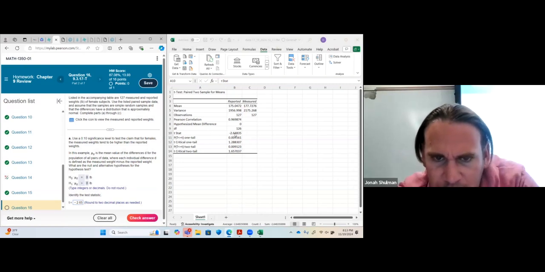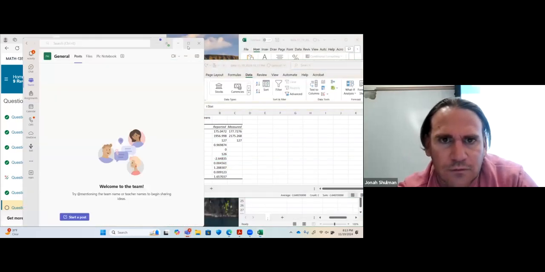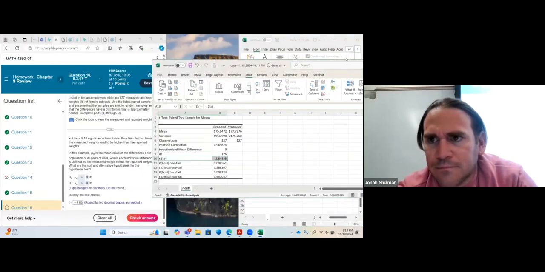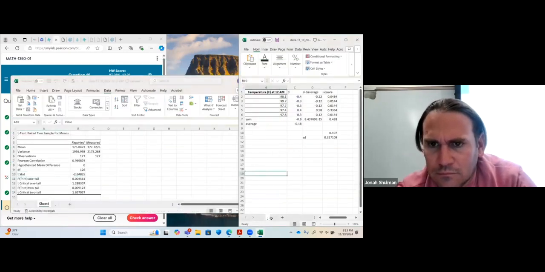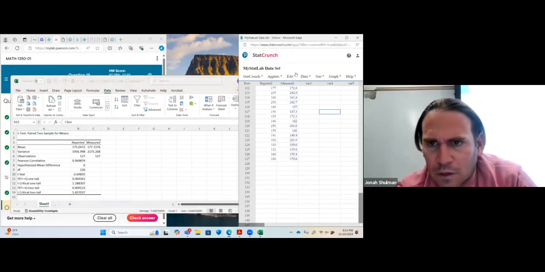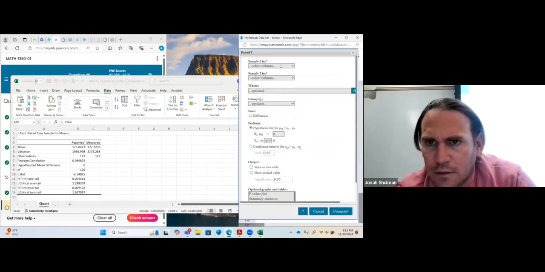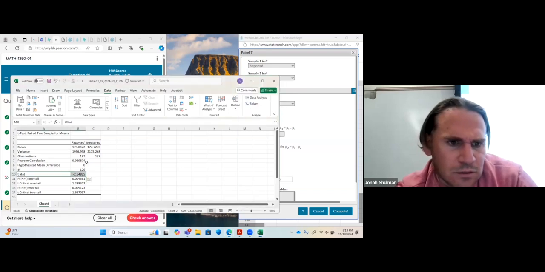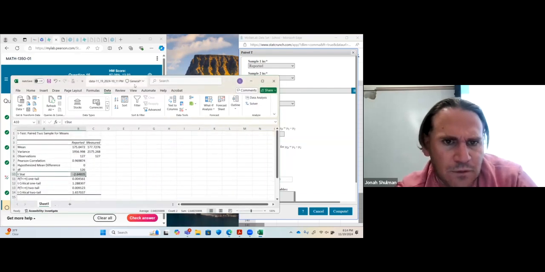And negative 2.65. All right, let's see what the other one has to share with us. Our fancy StatCrunch friend. All right, so edit, stat, t-stat. We're talking paired. Column 1 is reported. Column 2 is measured. Reported versus measured.